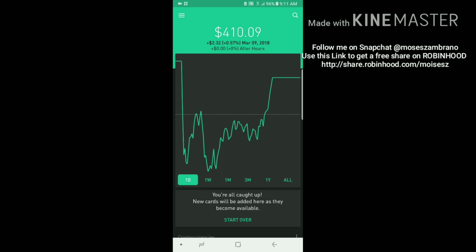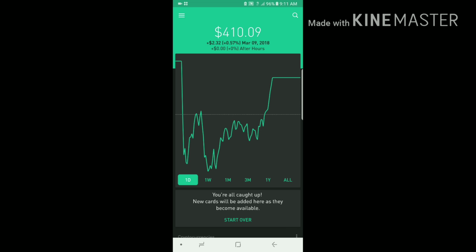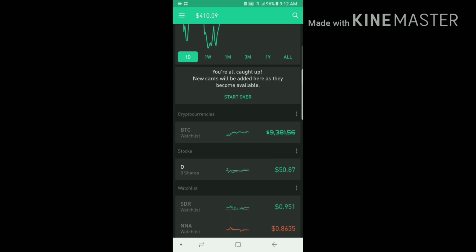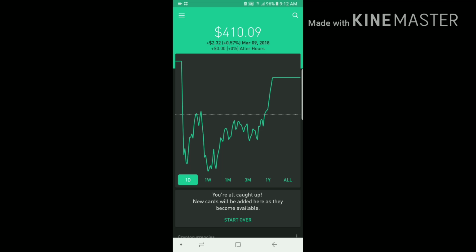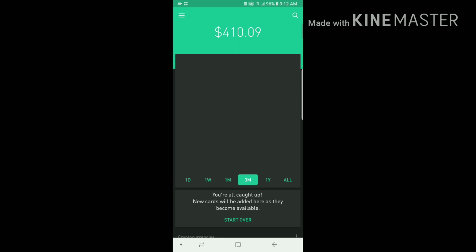This is a platform, and right here you see the fluctuation of the stocks that you have. For me, I only have one stock. I have 8 shares of that one stock, so it shows the fluctuation there. It shows you the week, the month, the 3-month, the year, and the overall.